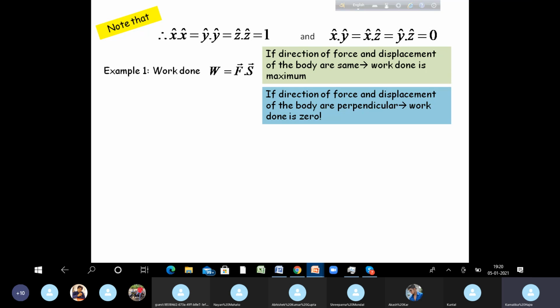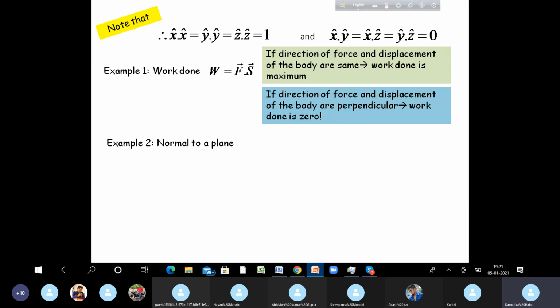then work done is 0, and you know that such kinds of forces are known as no work forces. The forces that do not produce any work because the displacement is perpendicular to the direction of the force are known as no work forces. You have already done this in your +2 mechanics and physics. Okay.